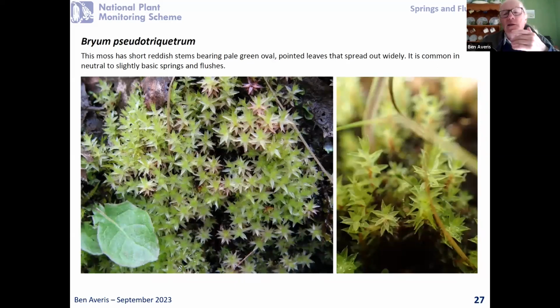This one as well, this likes it kind of neutral to base-rich, a lovely little thing. The shoots aren't branched very much, just lots and lots of them sticking up upright, bearing leaves that are sort of oval and that stick out quite widely.